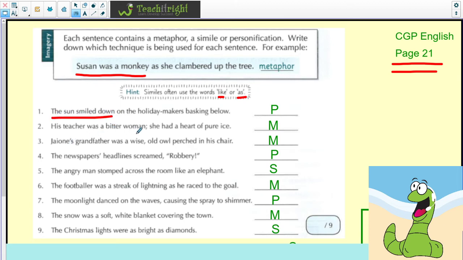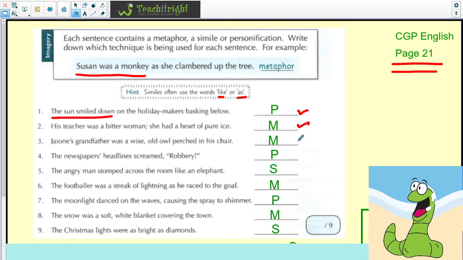His teacher was a bitter woman. Now remember, if we're comparing it directly, and then we've also mentioned here she had a heart of pure ice. So again, that must be metaphoric. So this is a metaphor because her heart is described as being made of ice. So that's a metaphor. And then we've got Gioni's grandfather was a wise old owl perched in his chair. Well, this is another example of a metaphor because his grandfather is described as being an owl.